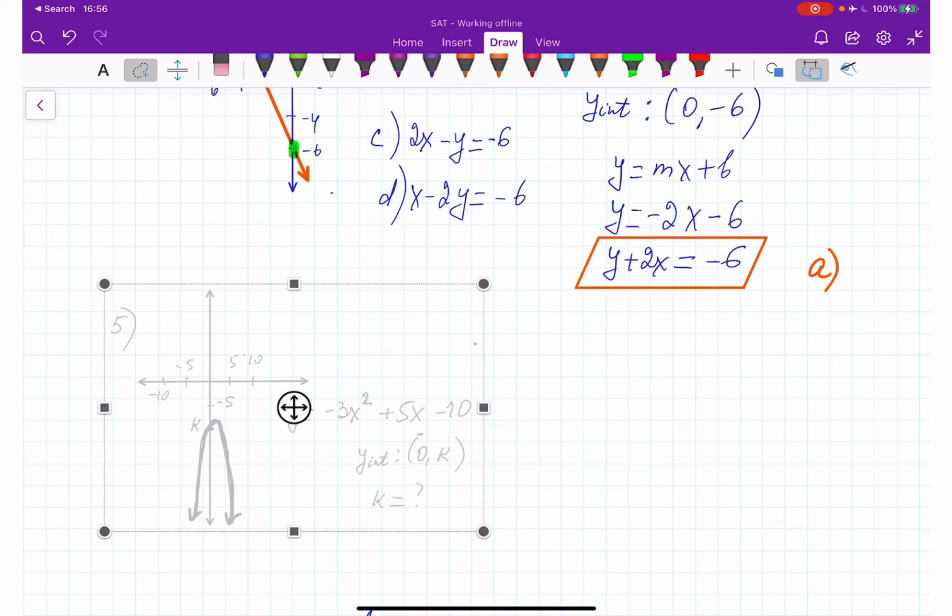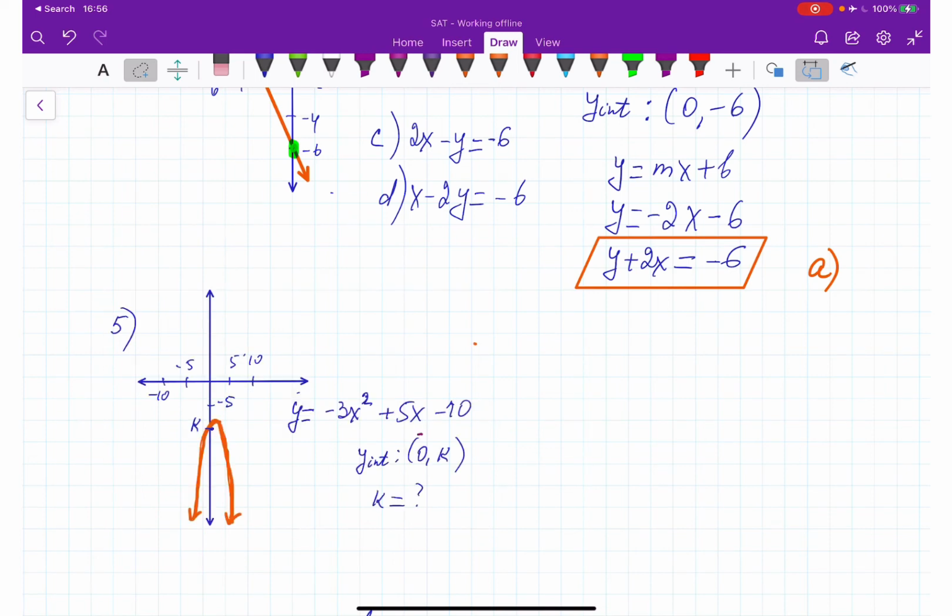This one is very easy. So we need to find intercept (0, k). Our k is right here. That's (0, k), meaning x is equal to 0 and y is equal to k. So to make x equal 0, all I'm going to do is plug 0 into the equation.